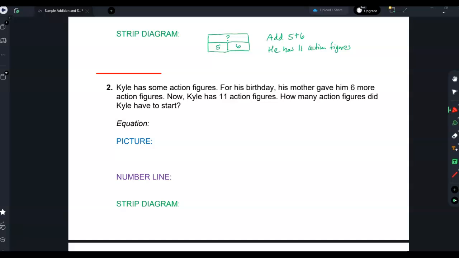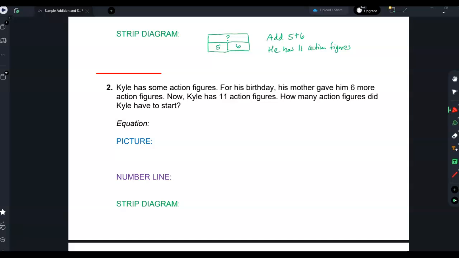So in terms of what's happening here, I think at first glance for a lot of students, they're going to see this and think, oh, this must be take from because I'm going to subtract. But remember, our model has to do with what's actually happening in the story, not how we're doing the math, right? So if we look at what's happening in the story, Kyle has some action figures. That's a starting value. I don't know the starting value, but that's a starting value. Then for his birthday, his mother gave him 6 more action figures.